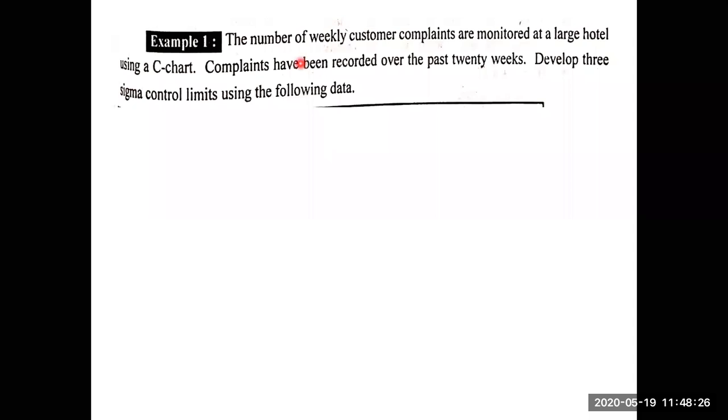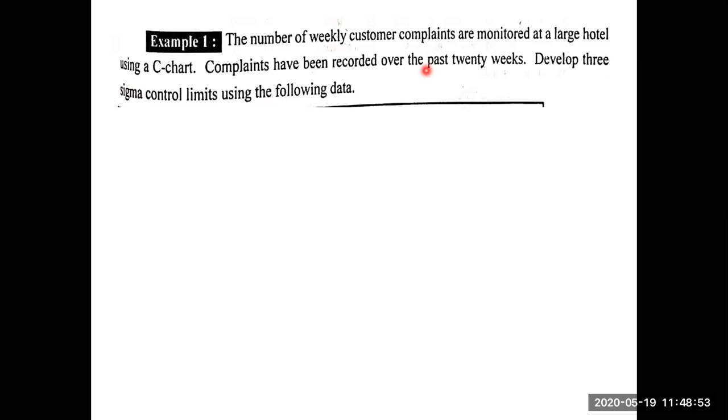The number of weekly customer complaints are monitored at a large hotel using a C chart. Complaints have been recorded over the past 20 weeks. Develop 3 sigma control limits. Over the past 20 weeks, he has given the data. That means 20 samples he has given. But he never mentioned how many items each sample has. n he has not given.